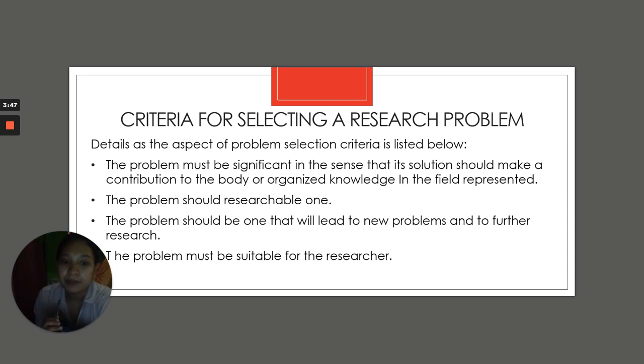The problem should be a researchable one. There are many problems and related questions that can only be subjected to philosophical rather than scientific investigation. A researchable problem must be concerned with the relationship between two or more variables. The problem should be one that will lead to new problems for further research. The problem must be suitable for research. There are several aspects of this.